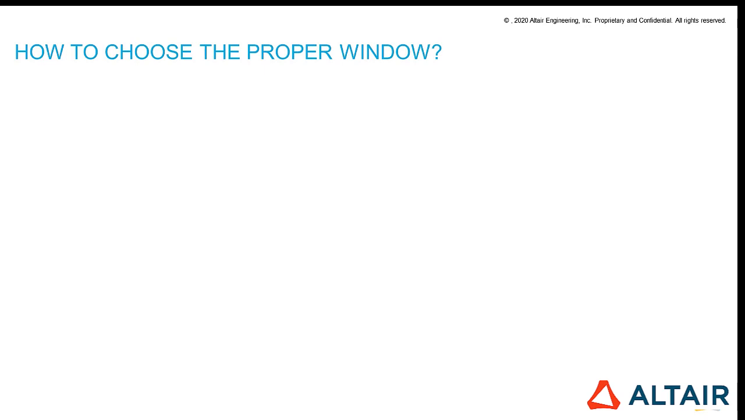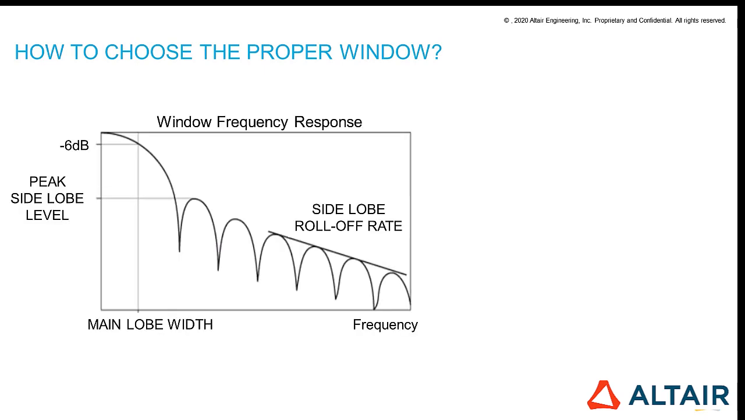Let's have a look at the frequency response of our window. Some of the important parameters which define a window are the main lobe width, the peak side lobe level, and the side lobe roll-off rate. The main lobe width regulates the spectral resolution and the amplitude accuracy, while the peak side lobe level and the side lobe roll-off rate regulate the leakage.